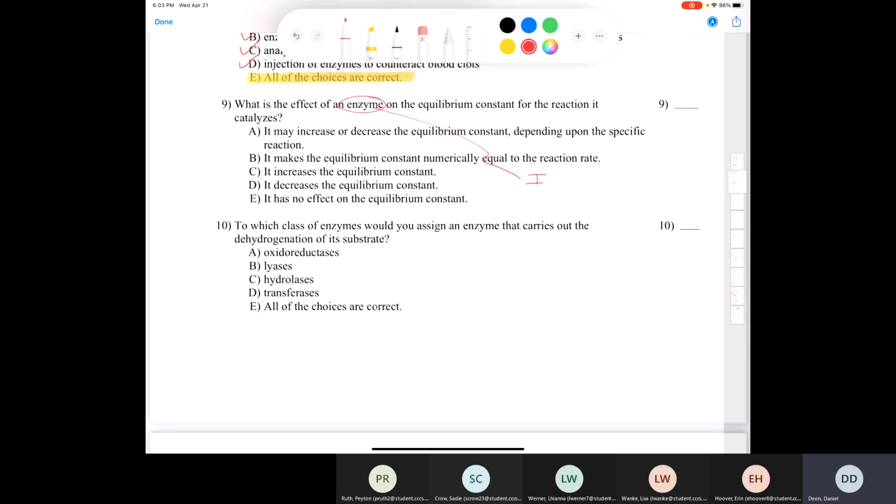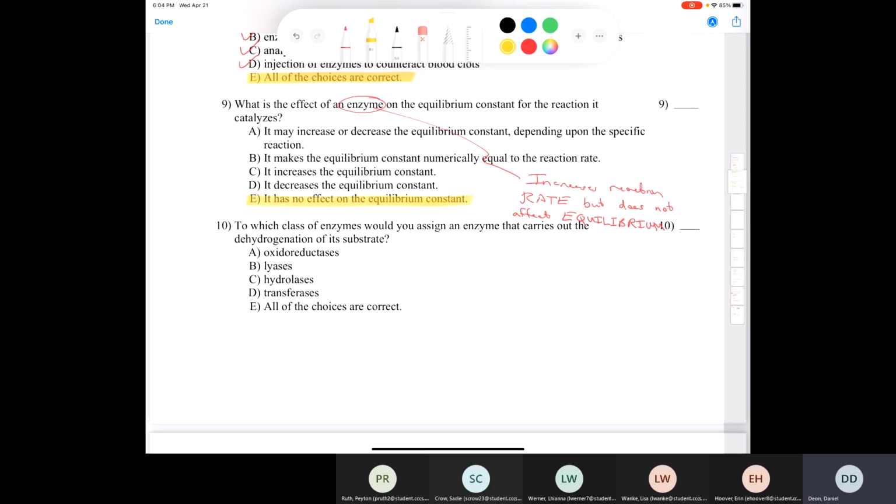Enzyme increases, we'll put here, increases reaction rate, right? It speeds up the reaction, but does not affect equilibrium. Right, the relative energies of the starting material and the product are not changed. And so an enzyme is not going to have any effect on equilibrium whatsoever.